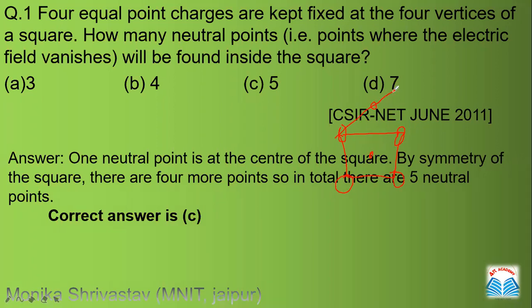the electric field due to this charge is in this direction, the electric field due to this charge in this direction, again due to this charge in this direction, and again due to this charge in this direction, and all these 4 will cancel each other, and we again get electric field 0. So 4 for these 4 vertices and 1 for the center. So we will have 5 neutral points.